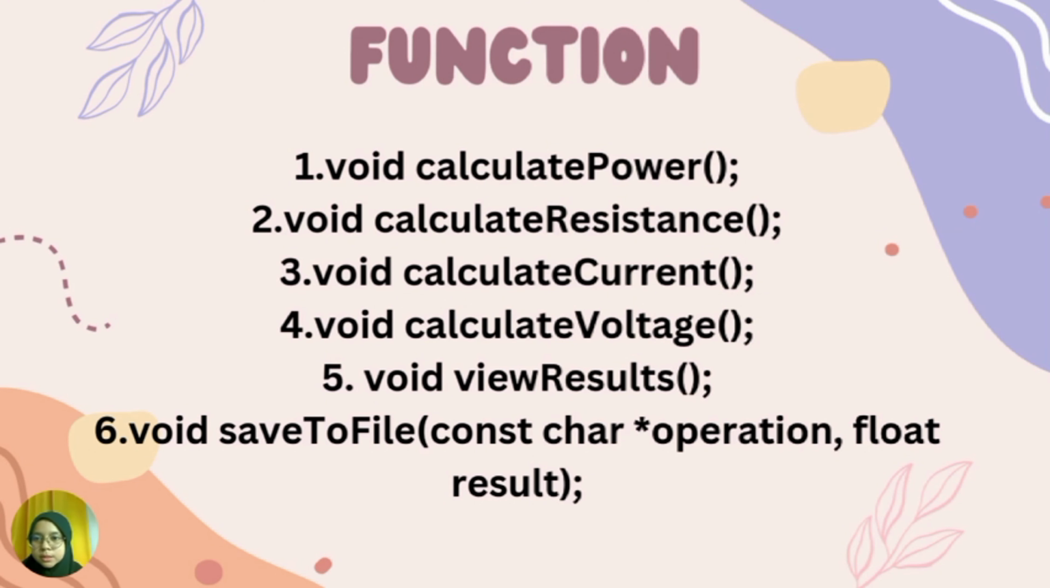The next function is the view result function. This function will read the whole result file and display all the previously logged calculations. This will help the user to easily access their previous data. The last function is void save to file. This is the utility function that will handle logging all the results into the text file. Every calculation that has been performed will be recorded for future reference, so it will be easier for the user to track their calculations.